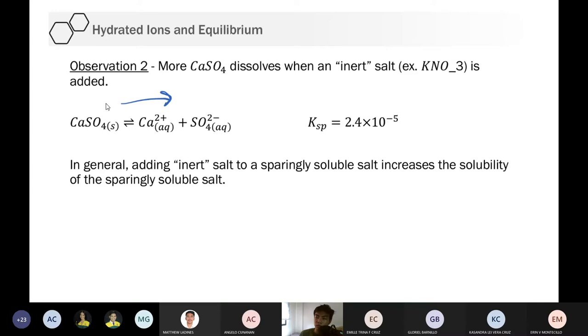Yun yung question natin. Why? Because if you write the equilibrium constant here, okay, since this is a precipitate, the equilibrium constant is called the KSP or the solubility product constant. If you write the equilibrium constant for this, ano lang yan? Calcium 2 plus, SO4 minus 2. Pero walang potassium, wala ding nitrate. But how is that possible na nagbabago yung shifting ng ating equilibrium system despite na yung ating potassium nitrate wala siya sa equation? Okay? So napaisip sila.